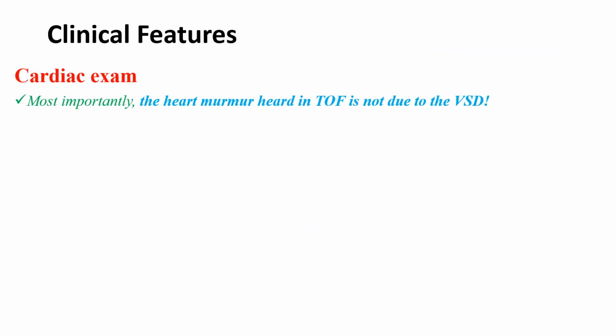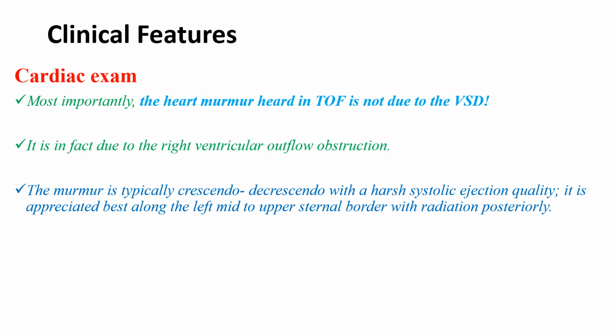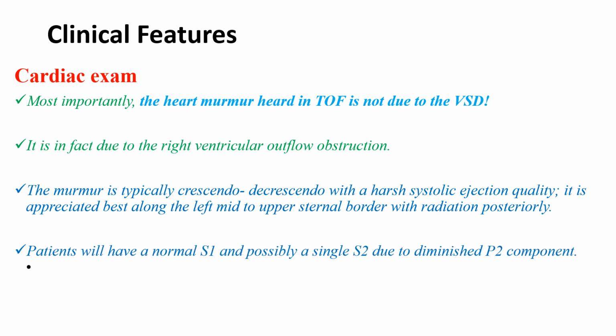The other is physical examination. Most importantly, the heart murmur heard in TOF is not due to the ventricular septal defect. In fact, the murmur is due to the right ventricular outflow obstruction or the pulmonary valve stenosis. The murmur is typically that of pulmonary stenosis, which is crescendo-decrescendo with a harsh systolic ejection quality. It is appreciated best along the left mid to upper sternal border with radiation posteriorly. Patients will have a normal S1 and a possibly single S2 due to a diminished P2 component.